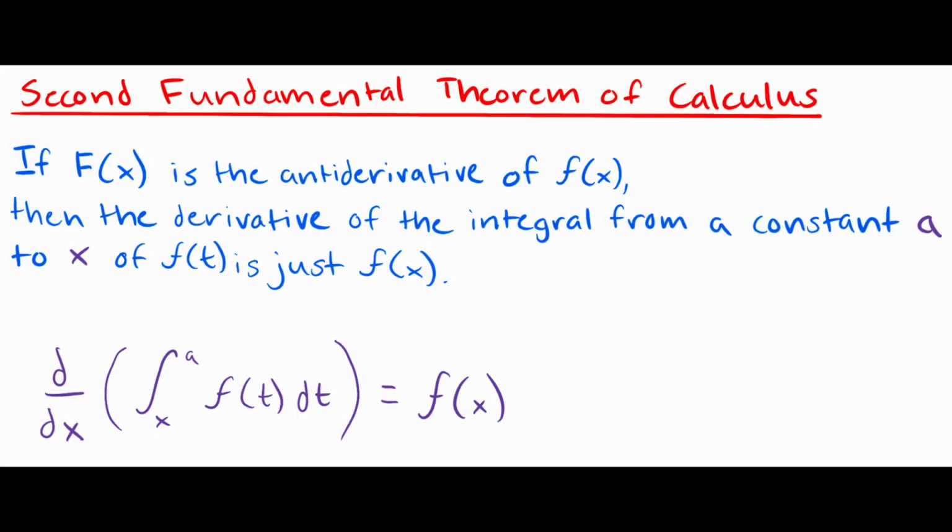The second fundamental theorem of calculus states that if F of x is the antiderivative of f of x, then the derivative of the integral from a constant a to x of f of t is just f of x. If you take the derivative of the area under a curve from a fixed point to x, you just get the original function back, which is visible through the equation in the video. It shows how differentiation and integration undo each other. Don't worry, when we apply the theorem to our problem, it'll make a lot more sense. So now, let's get into our problem for today.